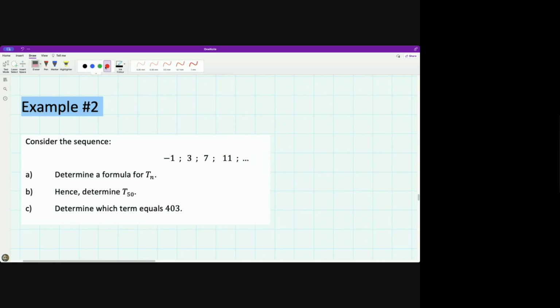Yeah, this isn't so bad. This is an increasing number pattern because it's going up. It's going up in 4s. The constant difference, or D, is 4. What's my formula going to be?